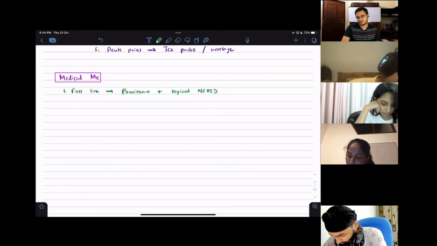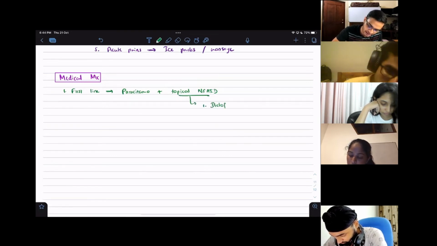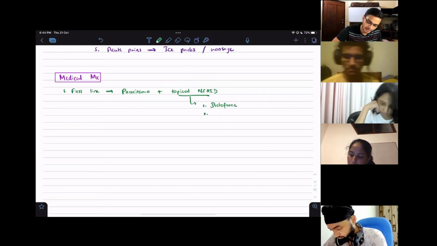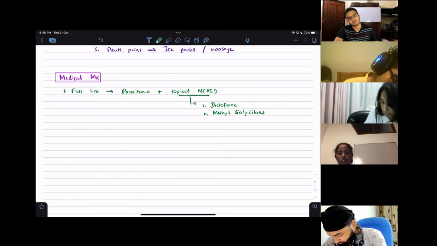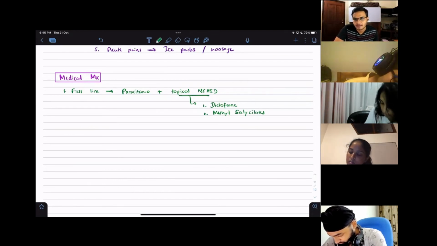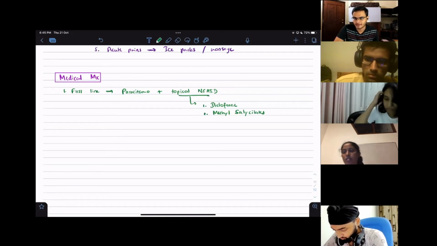Of the topical NSAIDs, one of the commonly used ones is diclofenac creams. Another one is methyl salicylates. These are creams. Diclofenac, how does this work? What is diclofenac?